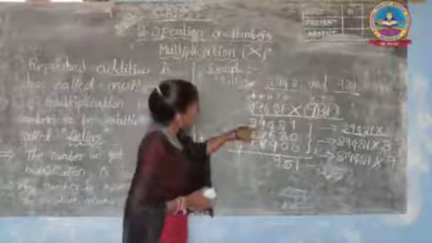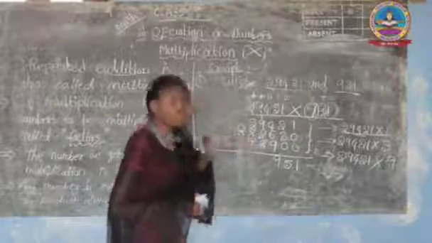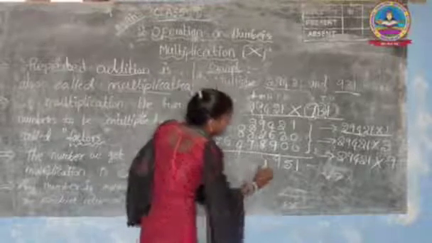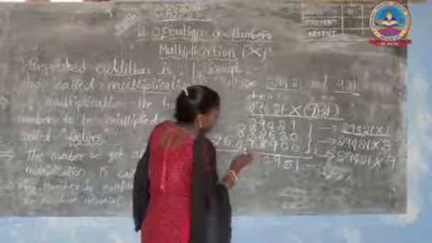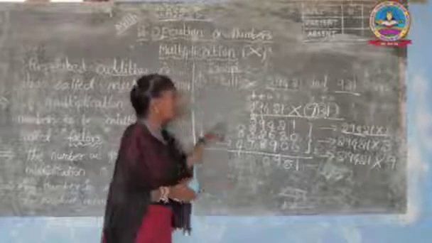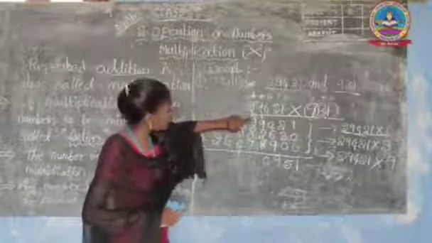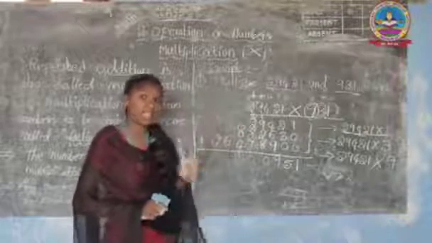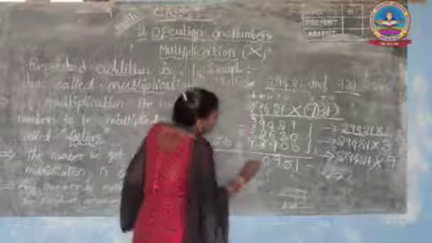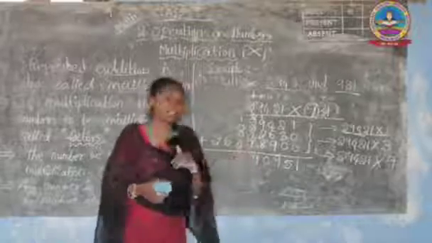Next 9 plus 1 is 10, and 8 plus 2 is also 10. So 10 plus 10 is 20. So write 0 here and 2 is carried. Now 8 plus 2 is 10, and 7 plus 2 is 9. 10 plus 9 is 19. So 1 is carried and write 9 below the 10,000s place.